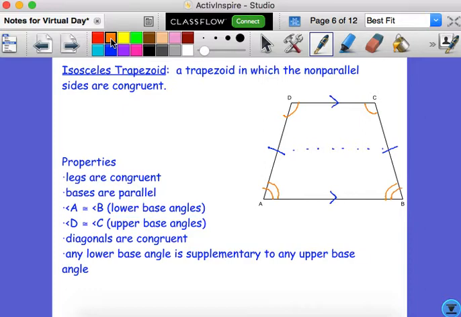The other key component here are these last 2 pieces, so make sure that you jot those down in your properties chart as well. Our diagonals are congruent, and any lower base angle is supplementary to any upper base angle. Make sure that you got the picture and the definitions, pause the video if you need to, and then resume when you're ready.